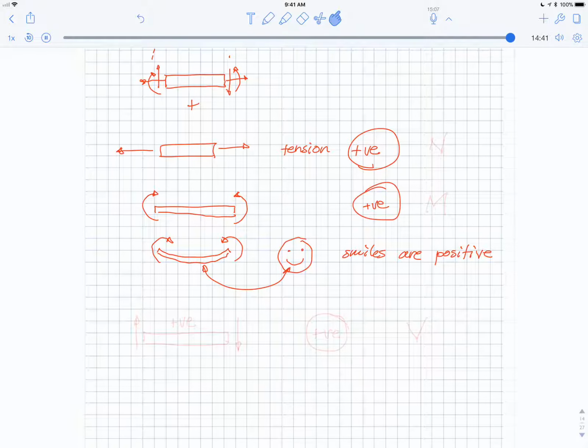The hard one for me to remember is shear. And I don't have a smiley is positive. I don't know what to do, but this is positive shear. This one I've just memorized. Up on the left side is positive, down on the right side is positive. So this is positive. So there you go. This is the sign convention for axial, the sign convention for moment, and the sign convention for shear.